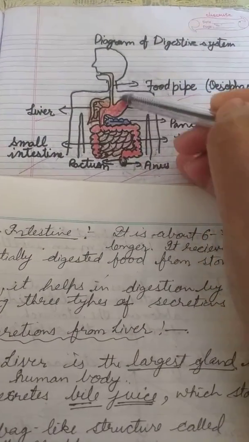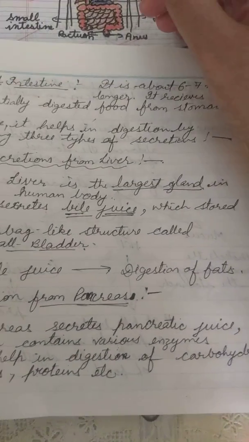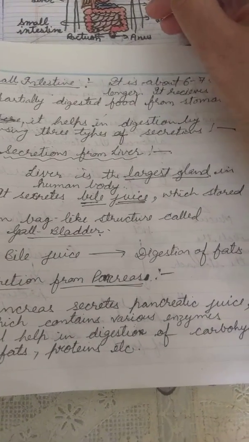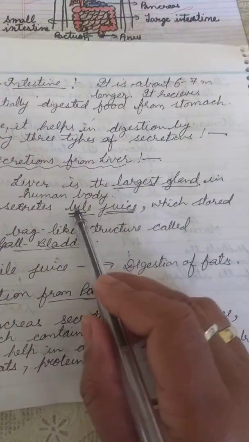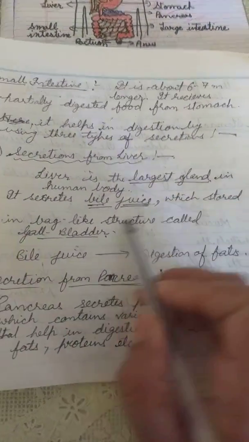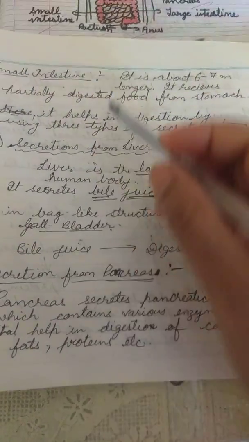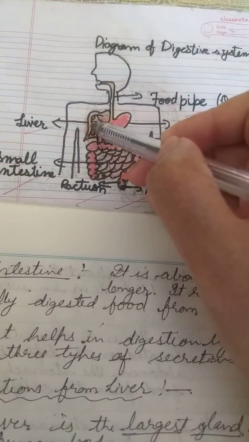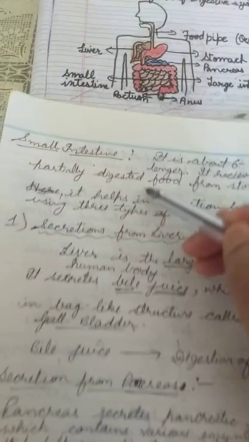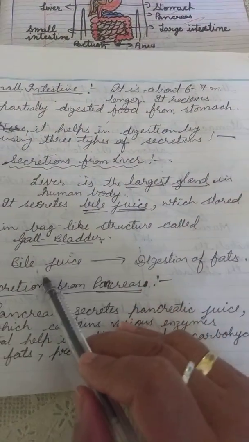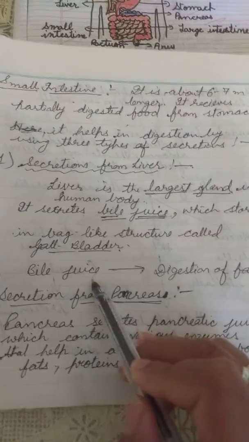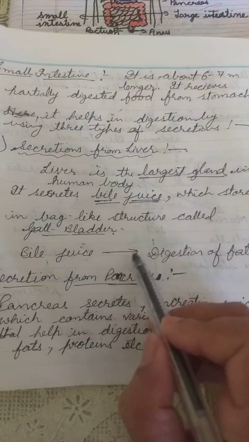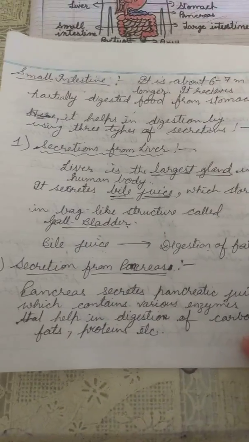First, the liver is the largest gland of our body. The liver secretes bile juice, which is stored in the bag-like structure called the gallbladder. Here you can see the gallbladder that is present inside the liver. Now, this bile juice that is secreted by the liver helps mainly in the digestion of fats.